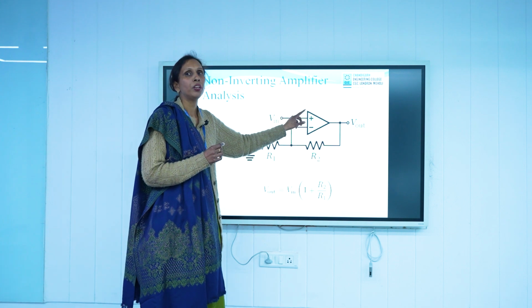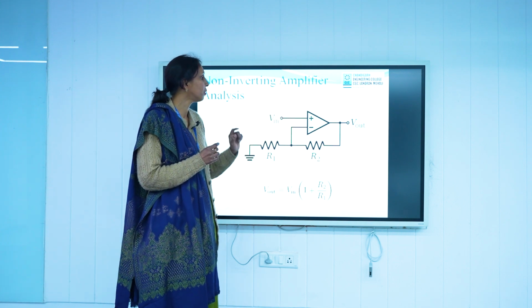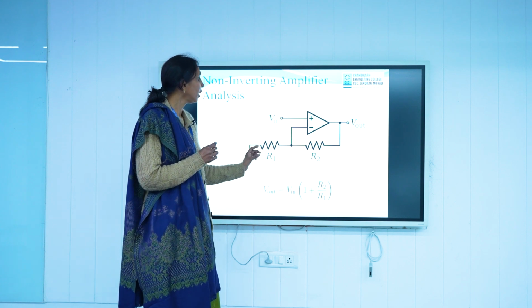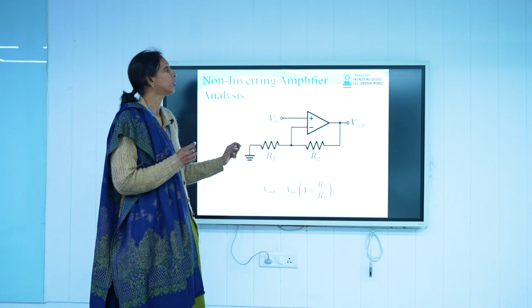We know that we have two terminals for op-amp, one is the inverting terminal and the other is the non-inverting terminal. Accordingly, we will be able to get the output for the inverting terminal as well as the non-inverting terminal.